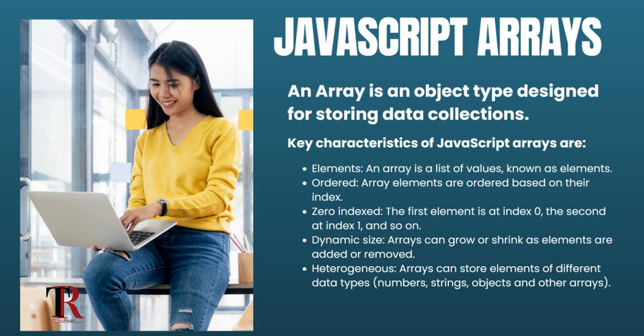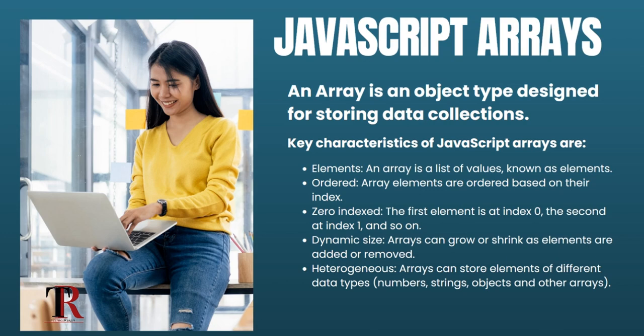The number three thing says JavaScript arrays are zero-indexed. The first element is at index 0, the second at index 1, and so on. So when you're working with the elements of an array, always have this at the back of your mind: JavaScript arrays are zero-indexed, which means that counting starts from 0, the second at 1, and so on and so forth. Then the fourth thing is the dynamic size. Arrays can grow or shrink as elements are added or removed.